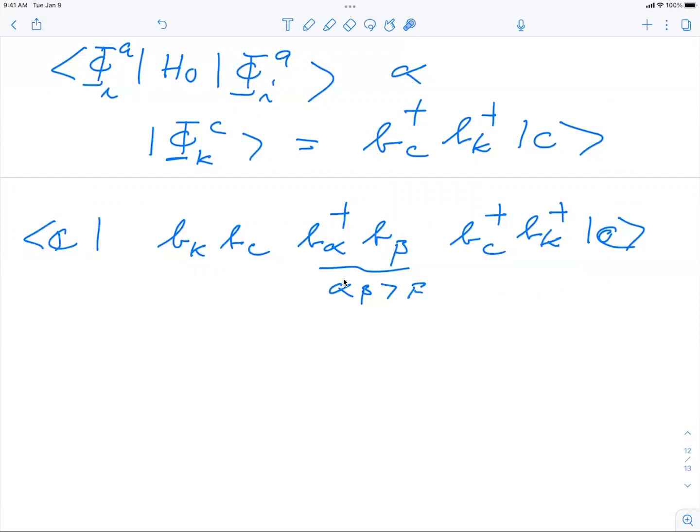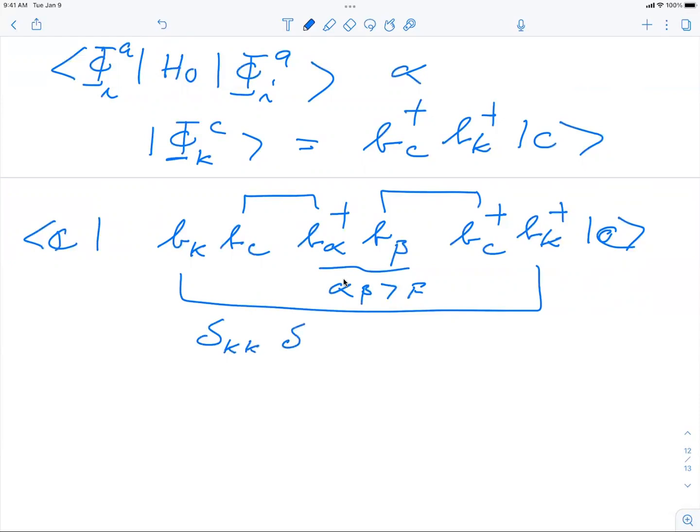Because we have defined by definition that some of these, there's only one set of contractions which are possible. So this is a possible contraction. This is also a possible contraction. And remember now that alpha and beta are above the Fermi level. So if I try to make a contraction with beta and K, this has to be 0 because K is below the Fermi level. So that means that in this specific case, this is the only contraction. These are the only contractions which are possible. So this gives me delta KK, which is obvious. I have a delta C alpha and a delta beta C.